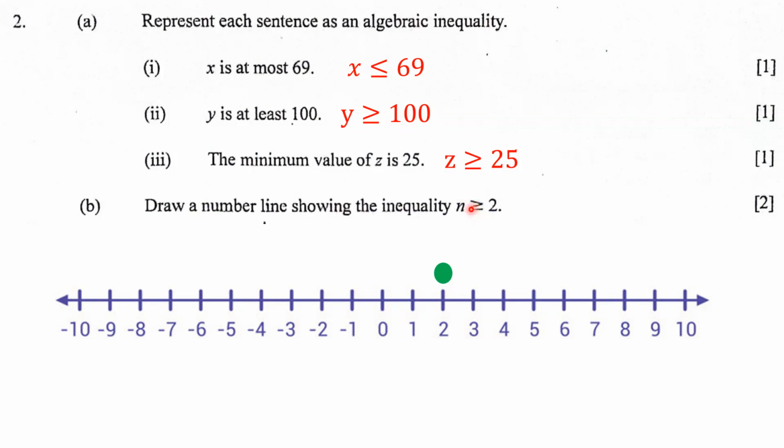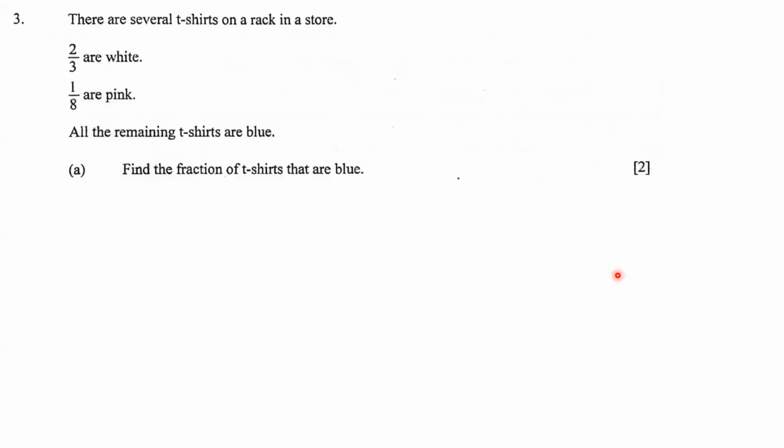Now it says greater than 2. So what are the numbers that are greater than 2? 3, 4, 5, 6, 7, 8, 9, 10, and continuing on. These numbers are greater than 2, so we're going to put an arrow to the right. Let's move on to the next question. Here we have question number 3, which says there are several t-shirts on a rack in a store.